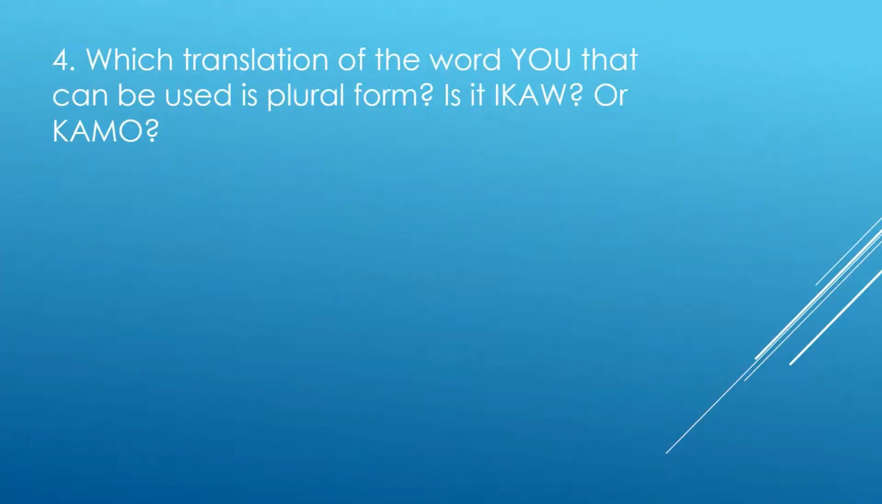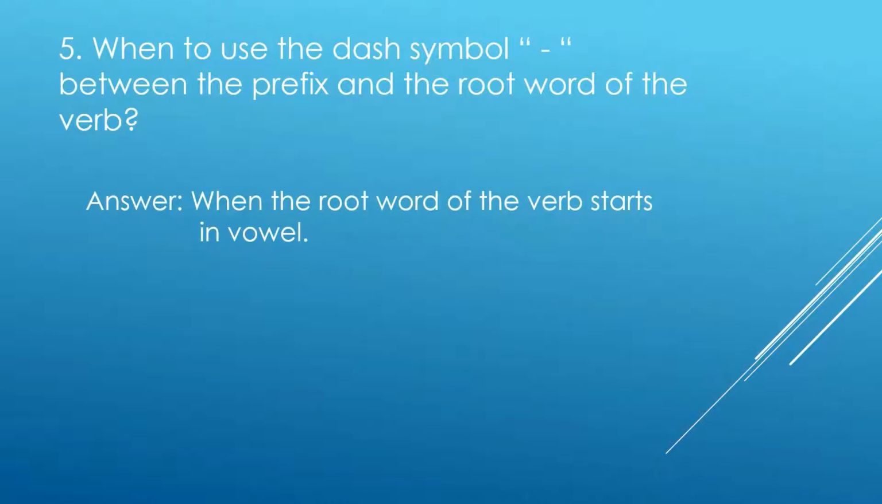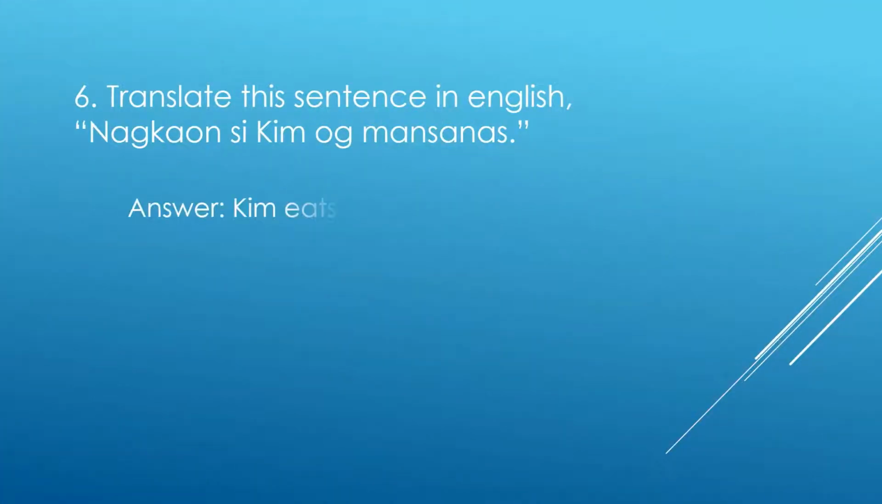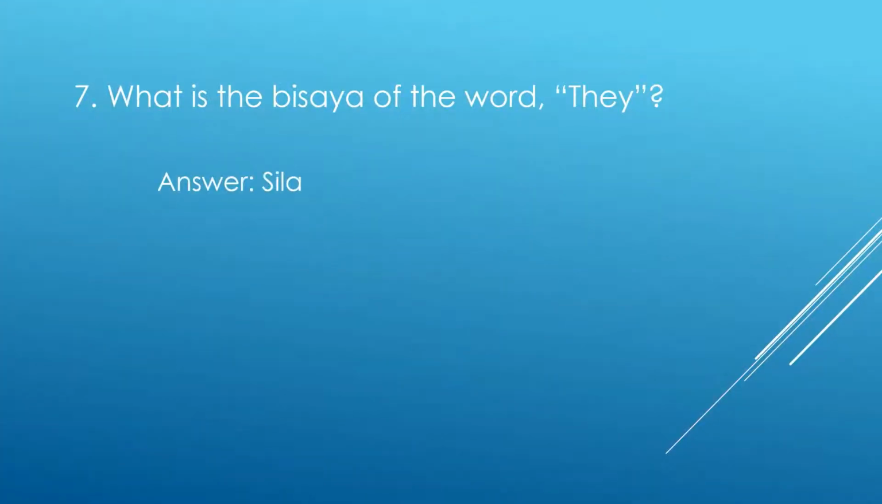Number 4. The answer is kamo. Kamo can be shortened as mo if it's necessary in the sentence. Number 5. The answer is you will use it when the root word of the verb starts with a vowel. Number 6. The translation is Kim eats apple. Number 7. The answer is sila. Sila is the subject that cannot be shortened in creating a simple sentence.